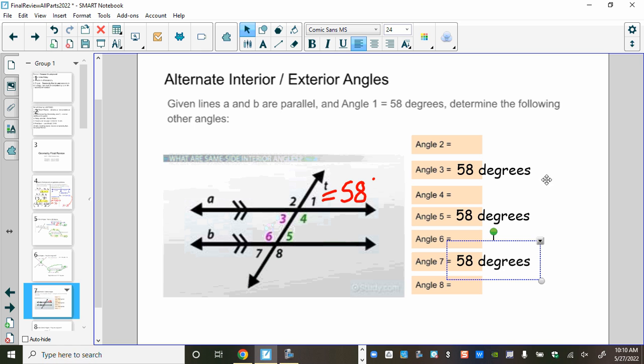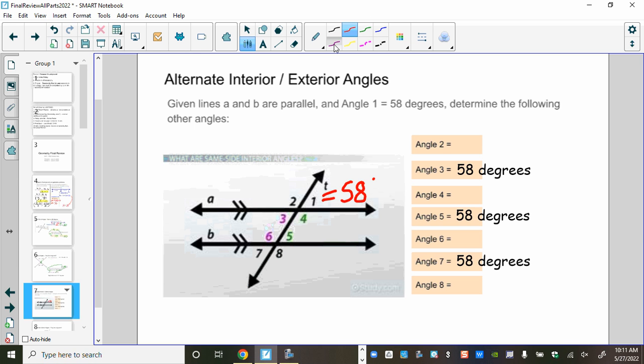And then for 2, 4, 6, 8, remember 3 and 1 are congruent because they're vertical. 1 and 5 are corresponding. 1 and 7 are alternate exterior. So those are other ideas. But the quickest way you want to knock it out is the Charlie Brown method, the zigzag.